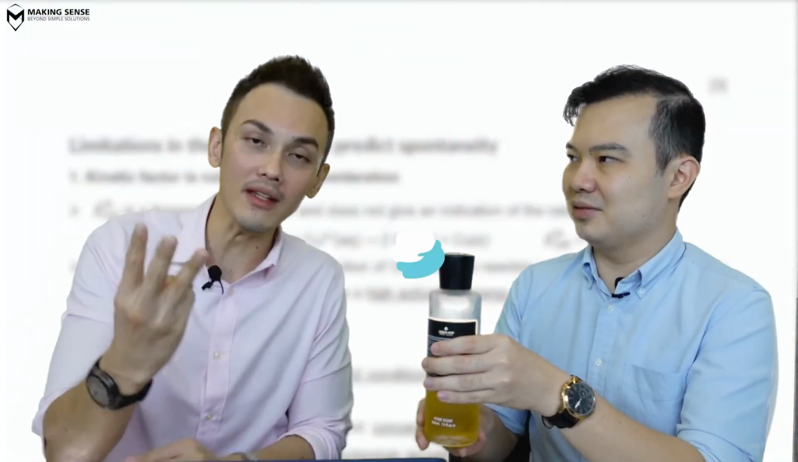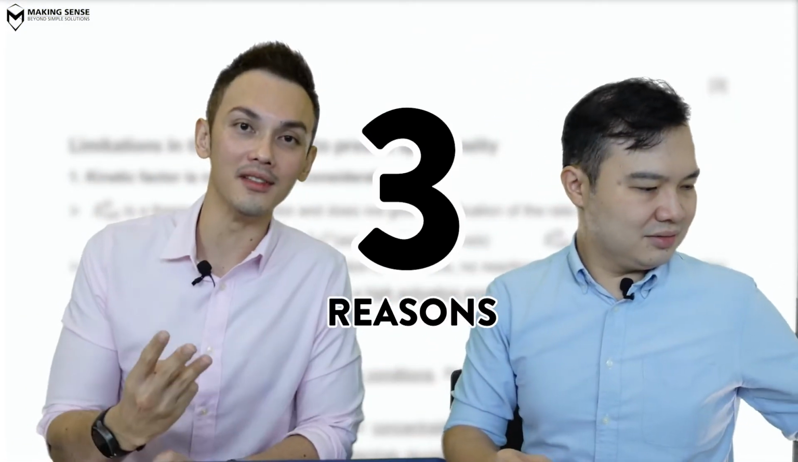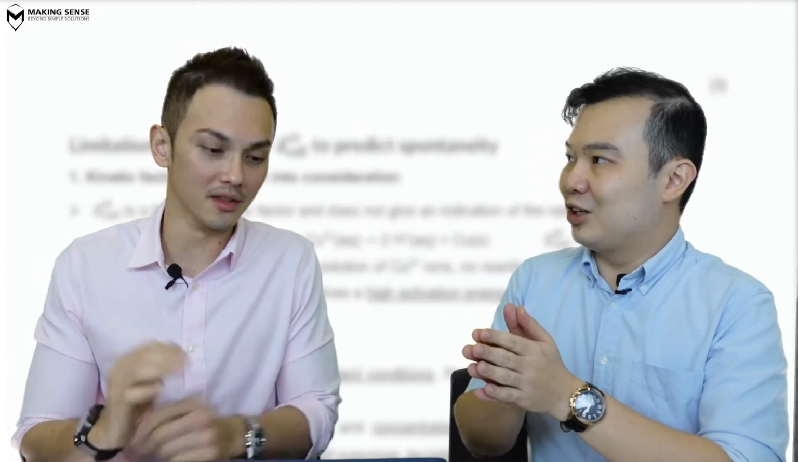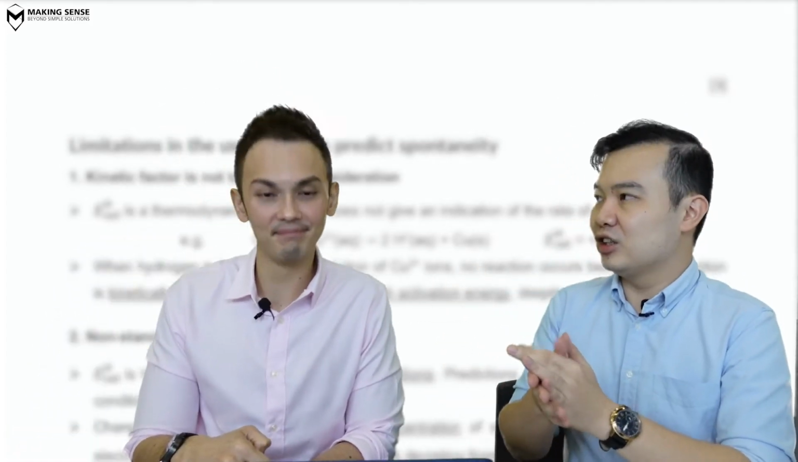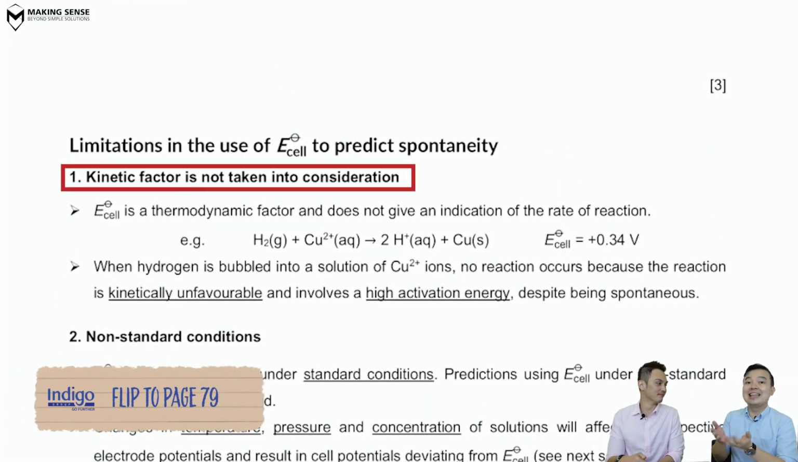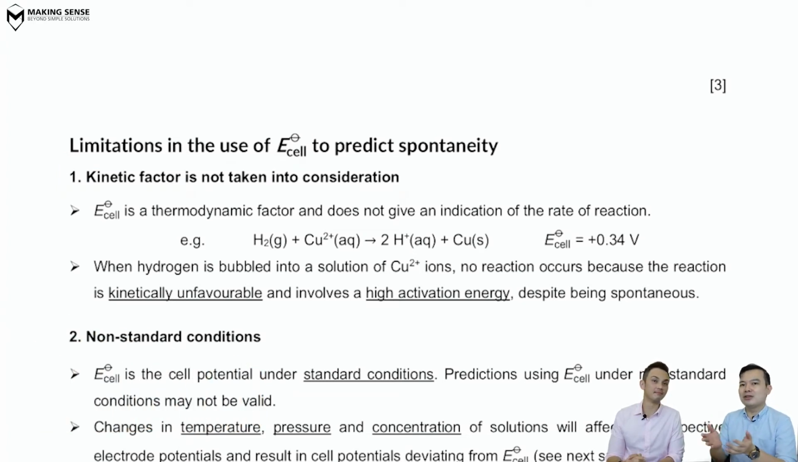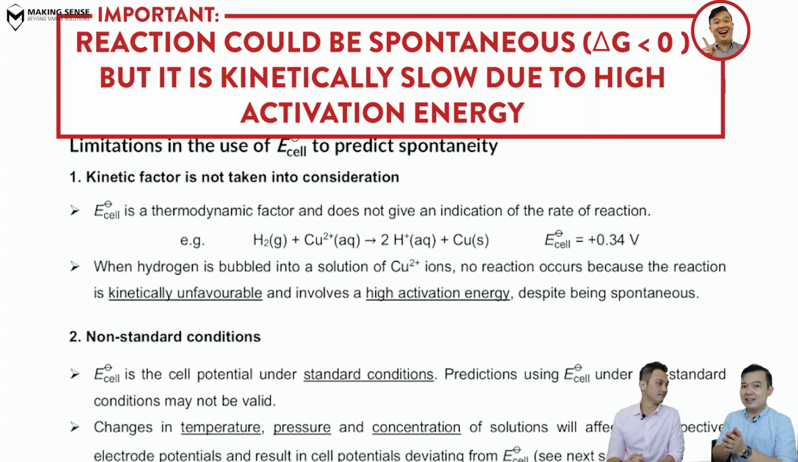So there are 3 reasons why Ecell is positive but the reaction may not work. Okay, so maybe I go through the first one. Yes, sure. So I think this reaction, so long already, still haven't happened, this must be a very slow reaction. So delta G did not consider the kinetic factor, right? It could be that the activation energy is way too high. So the reaction is way too slow to be even observed. So at the end of the day, despite having a delta G that's negative, the reaction may not happen. That's reason 1.